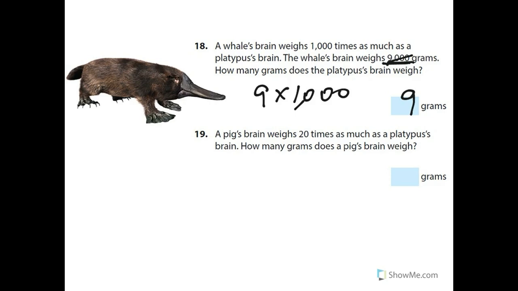All right, a pig's brain weighs 20 times as much as a platypus's brain. How many grams does a pig's brain weigh? So 20 times 9. 2 times 9 is 18. With 1 0, 180. Hope you were paying attention to that.